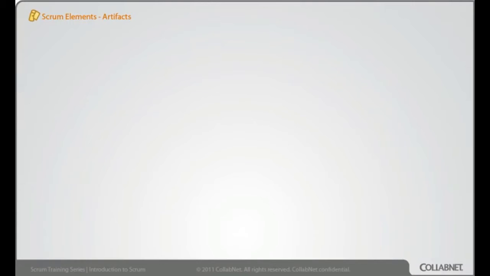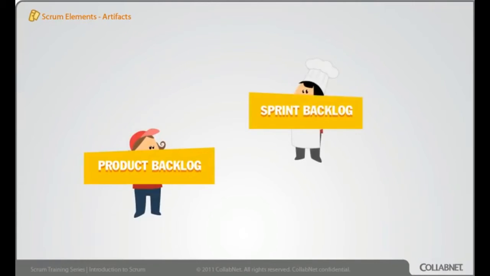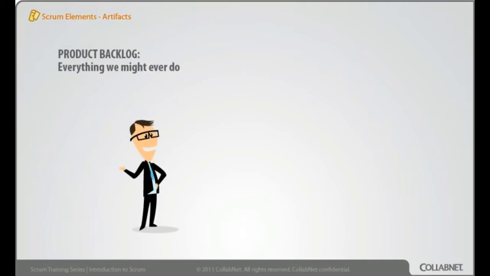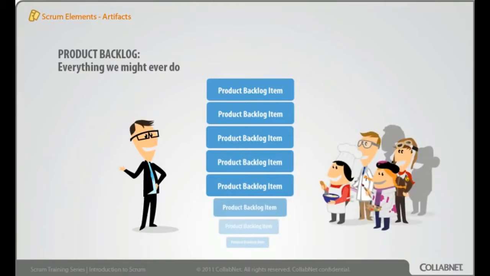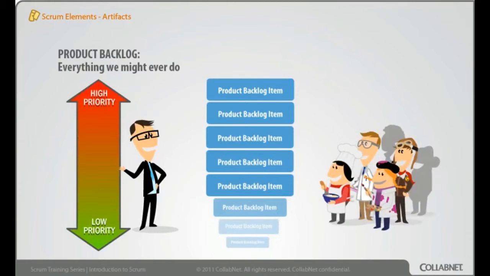The two important artifacts in Scrum are the product backlog and the sprint backlog. The product backlog is a one-dimensional, force-ranked list of customer-centric features prioritized by the product owner. It's a list of everything we might ever do. If it's not in the backlog, it doesn't exist.